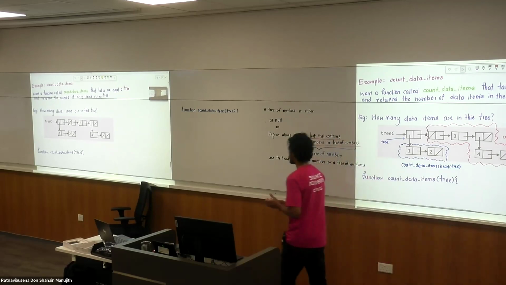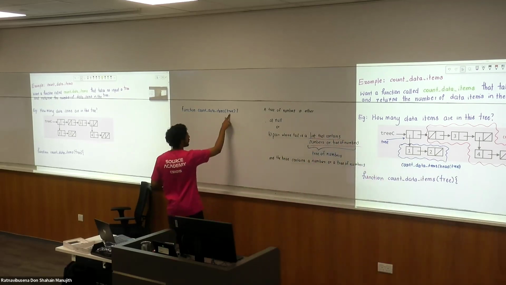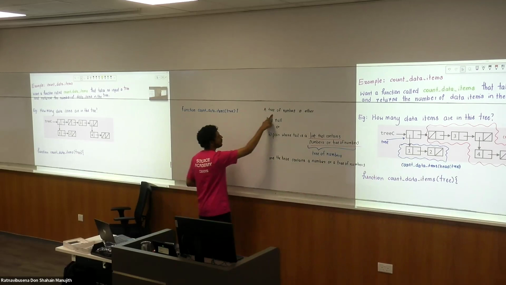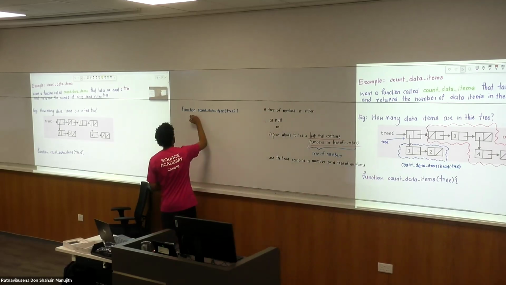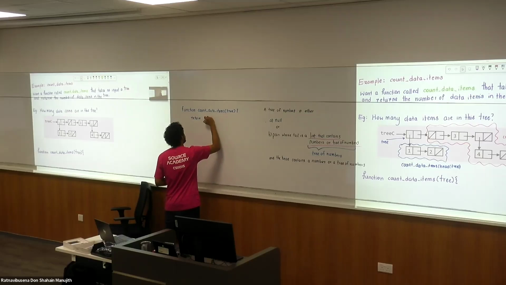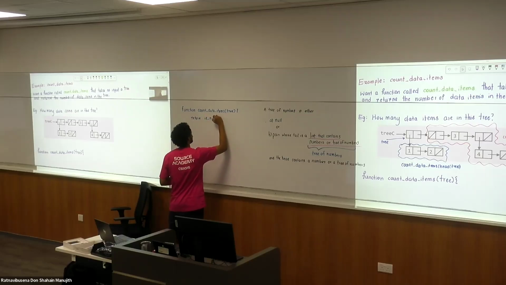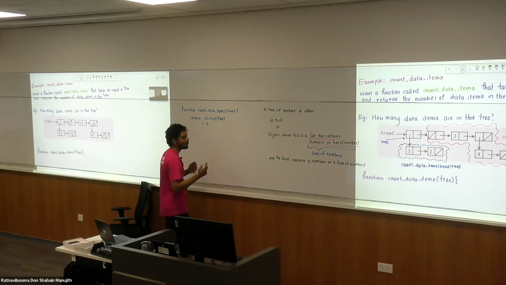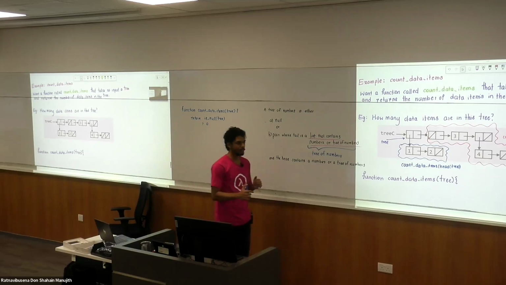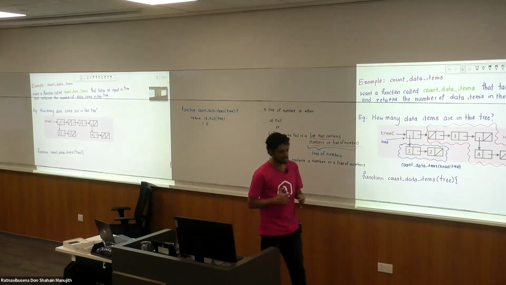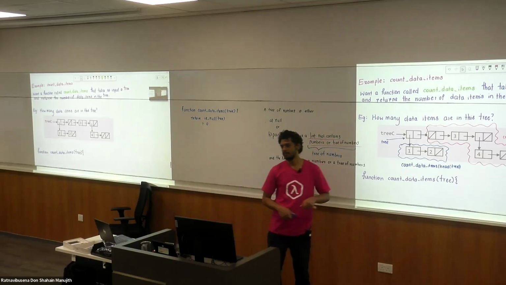So let's try this function, count data items tree. What's the base case? The tree can be either null. If it's null, then what should you do? Return 0. Then we must check if the head is a number or a tree of numbers, because depending on that, what you return should be slightly different. But the tail will be the same.